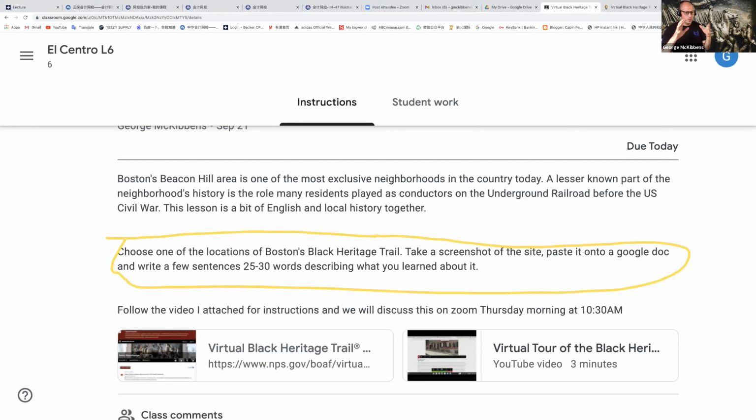Because I think some people might be confused what it is that I want you to do. Choose one sentence, one location, then take a screenshot, paste it in a Google Doc, and write a few sentences, 25 to 30 words, describing what you learn about it.